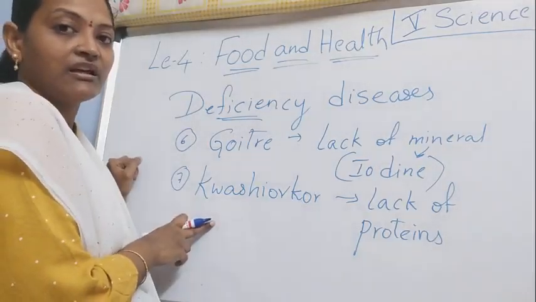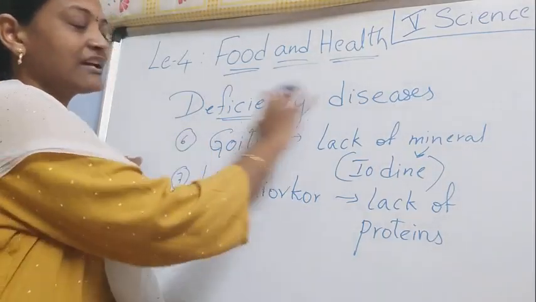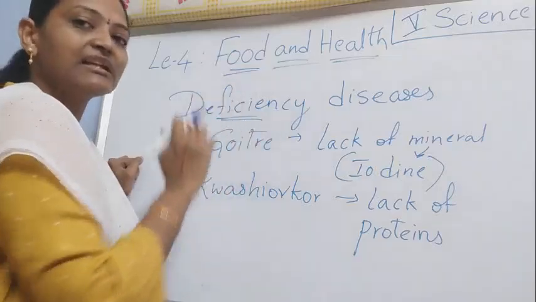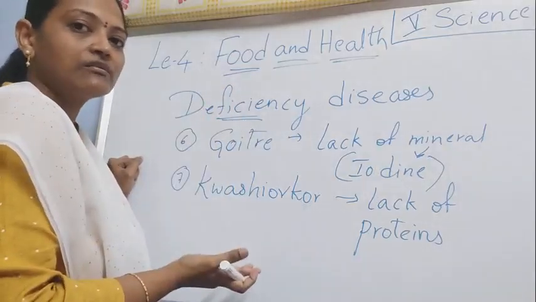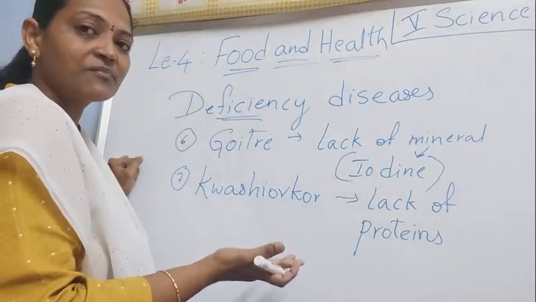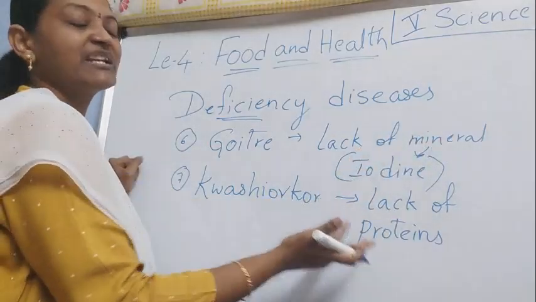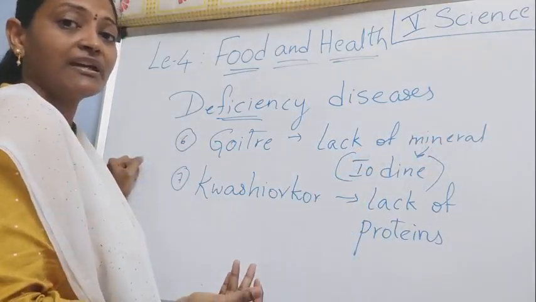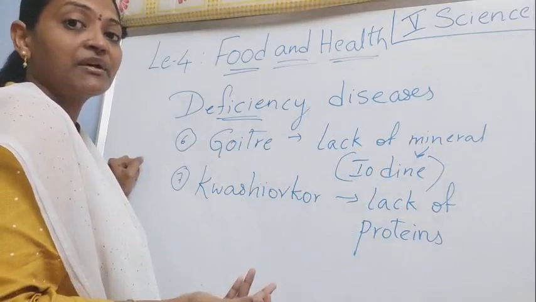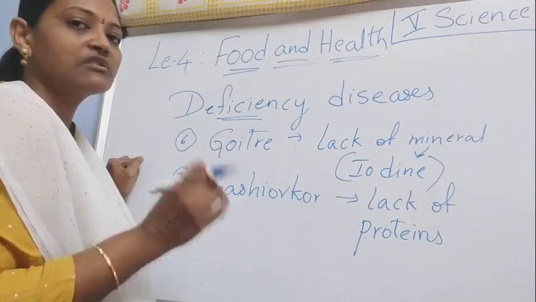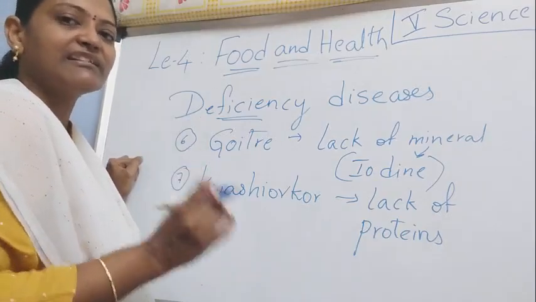Right children? Have you understood all this? These all come under deficiency diseases. Why? Deficiency is nothing but lack of something. Here, lack of something is nothing but lack of nutrients. Nutrients like minerals, proteins, carbohydrates, and even fats, some are not taken properly. Fat food does not have as much effect because those are needed by the body only in little amounts.